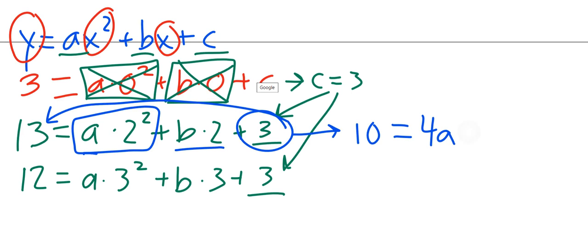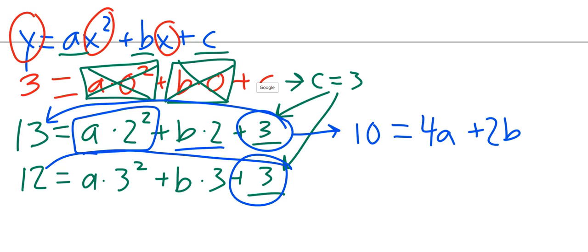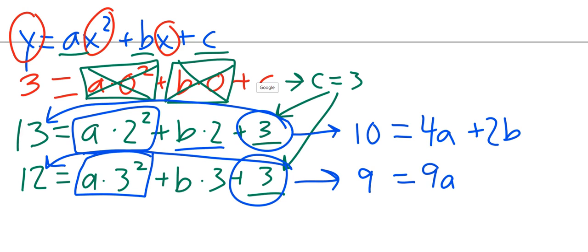Of course, the next one would be 2b. Once again, I'm going to take that 3 on the next equation and move it to the other side. What is 12 take away 3? 9. How about a times 3 squared? 9a. And then lastly, 3b.